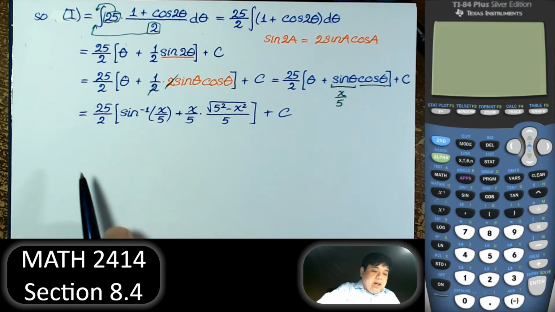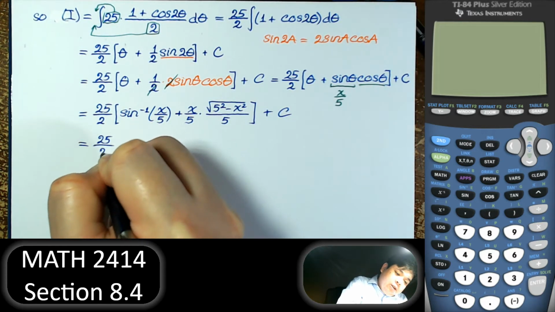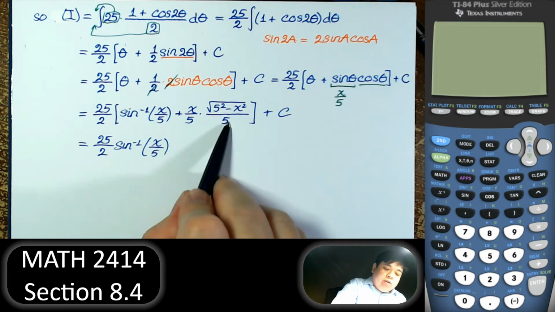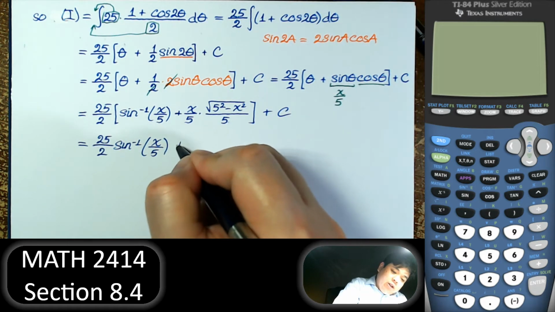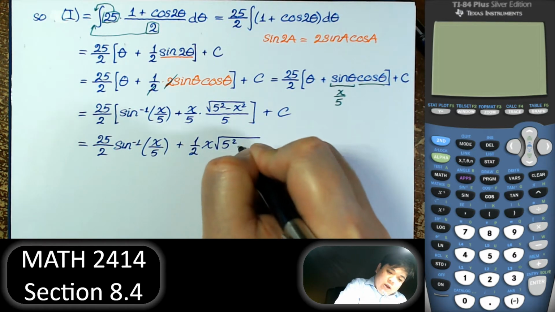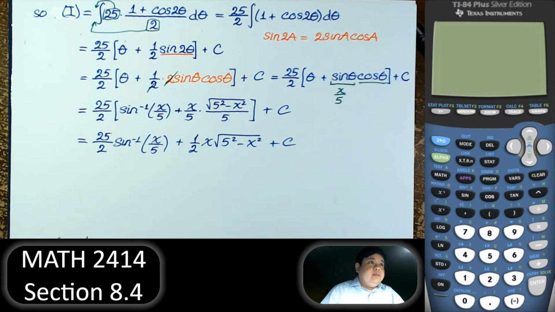Right. And then if we want to, we can multiply it out. So 25 over 2 sine inverse of x over 5, and 5 times 5, 25, cancels with this 25, so it's plus 1/2 x times the square root of 5 squared minus x squared, plus c. Right, so that's what we have.